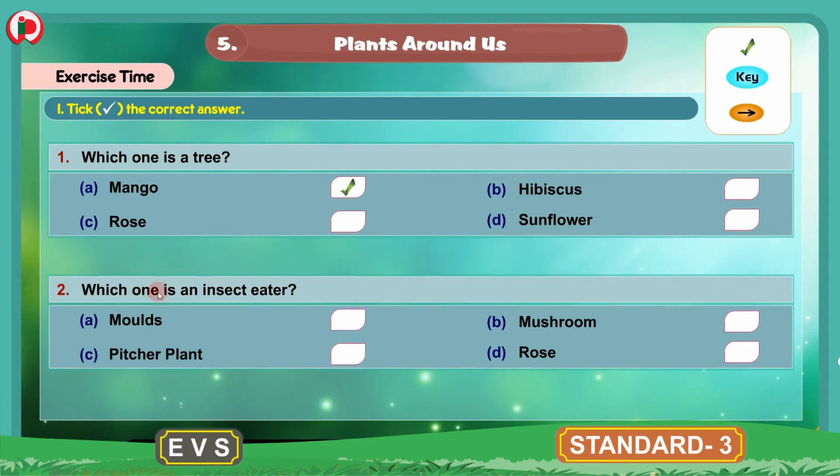2. Which one is an insect eater? And the options here are A. Mouse, B. Mushroom, C. Pitcher plant, D. Rose. And the correct answer here is pitcher plant. Pitcher plant is an insect eater. So we will put the tick mark here for option C. Now we will move to the third one.